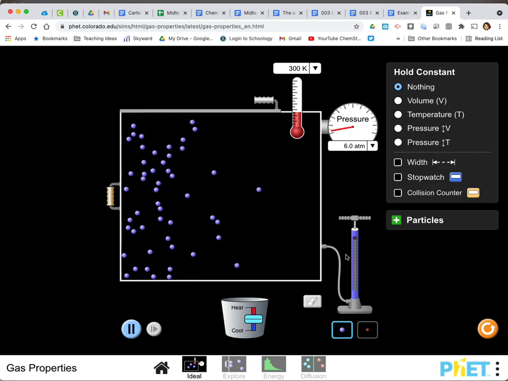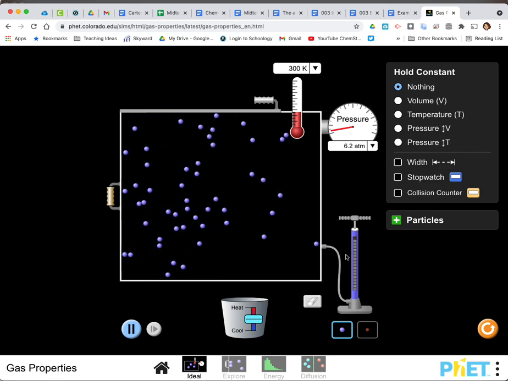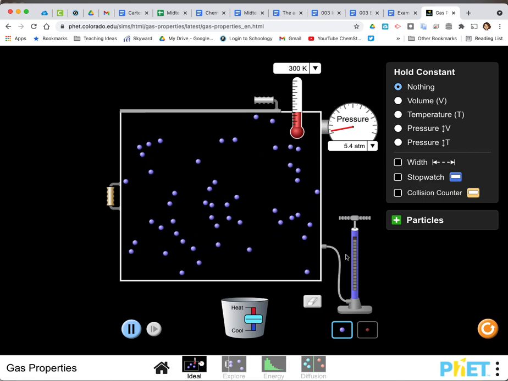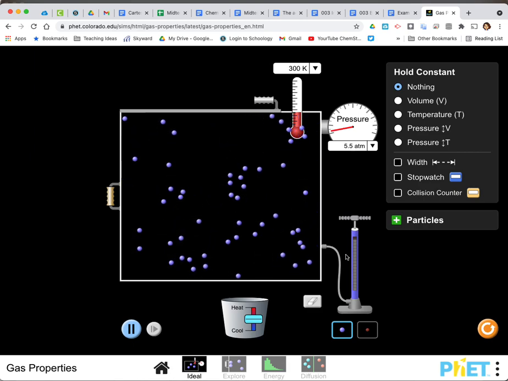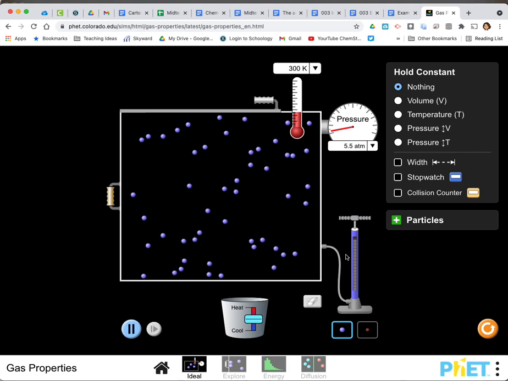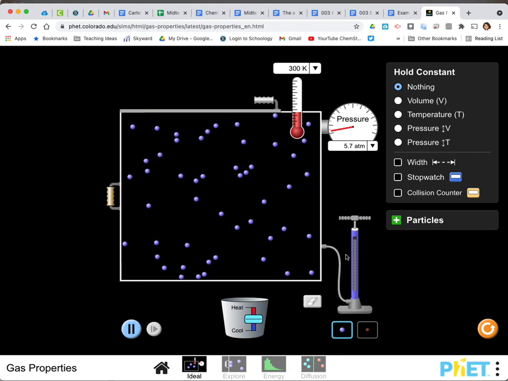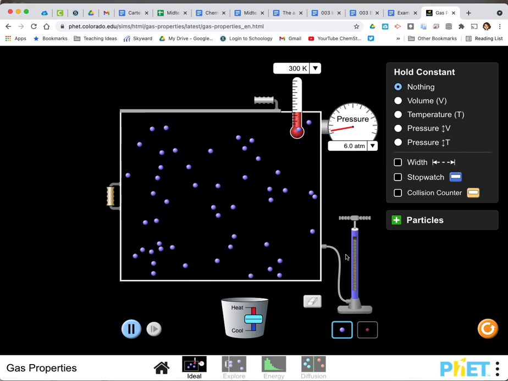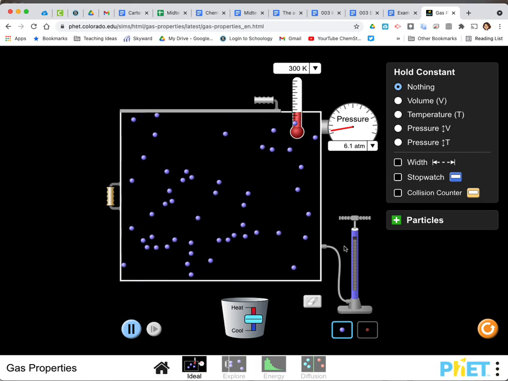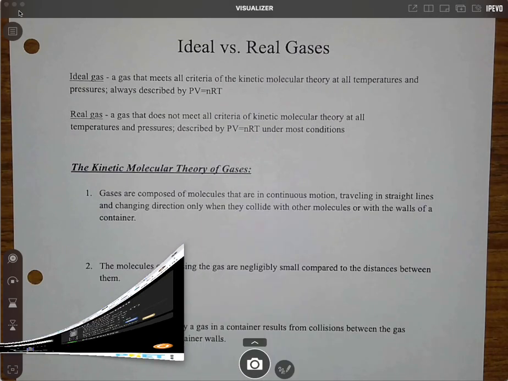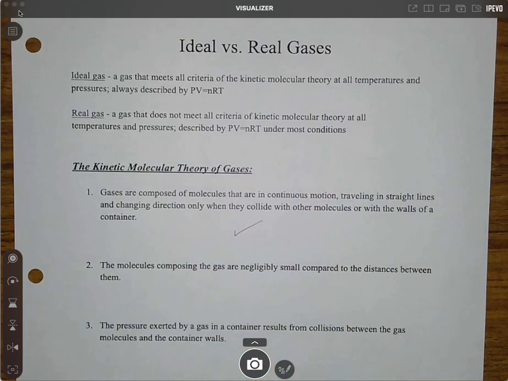So our kinetic molecular theory says that gases are composed of molecules that are in continuous motion, traveling in straight lines and changing directions only when they collide with others or the walls of the container. Okay. That seems like something that would be true no matter what was going on. So I think we can put a check here. Always true. The gases aren't going to start to travel in a squiggly motion for no particular reason at all.